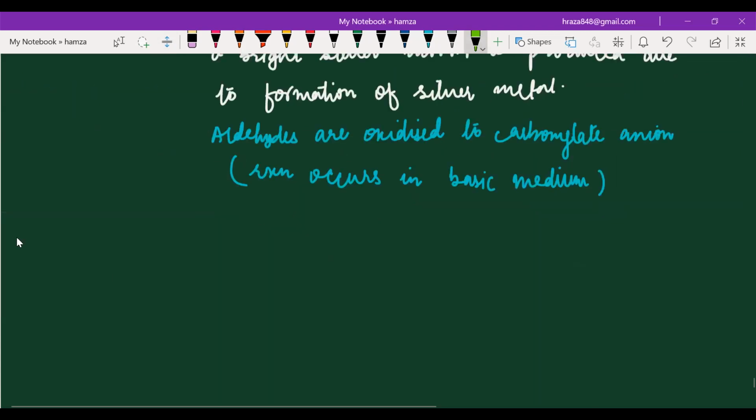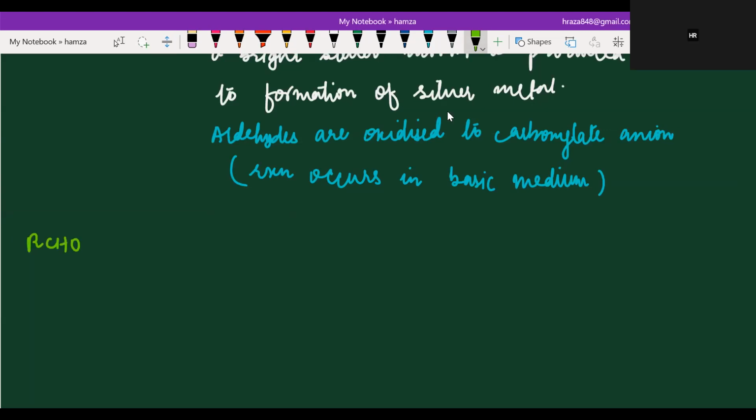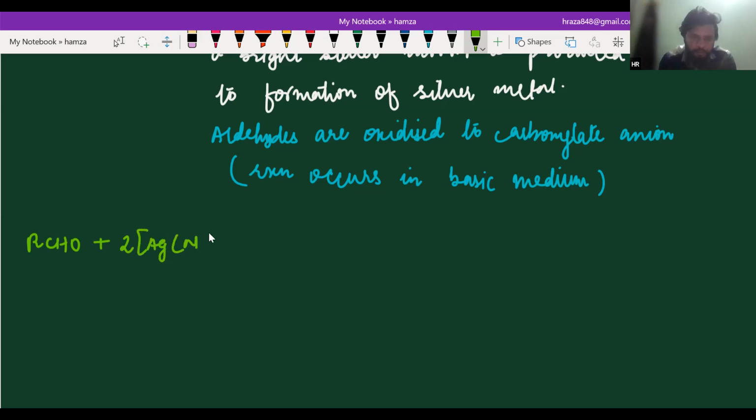So basically, this is your aldehyde, and you are going to warm this aldehyde with ammoniacal silver nitrate solution, which is known as Tollens reagent. Basically, this is your Tollens reagent, and it occurs in basic medium.